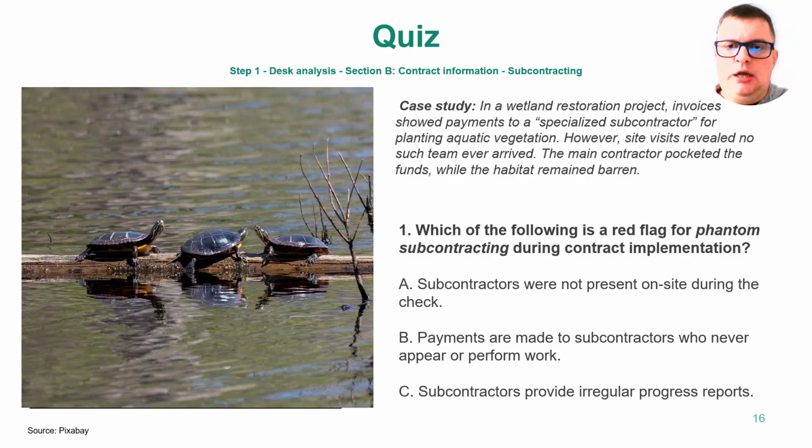Answer A. Subcontractors were not present on site during the check. B. Payments are made to subcontractors who never appear or perform work. Answer C. Subcontractors provide irregular progress reports. Take your time. Please don't hurry. I'll give you 30 seconds to answer this question.